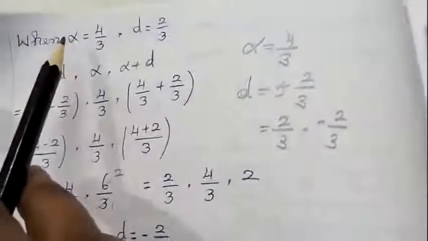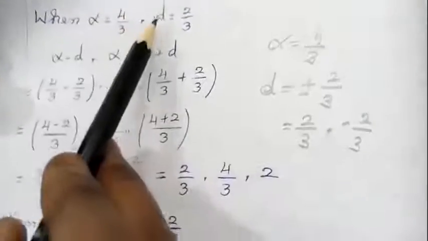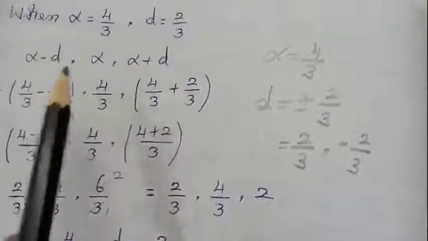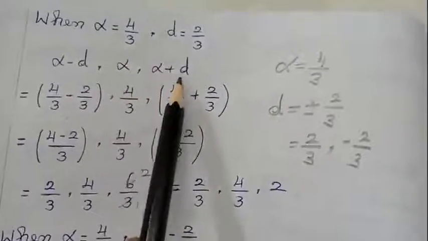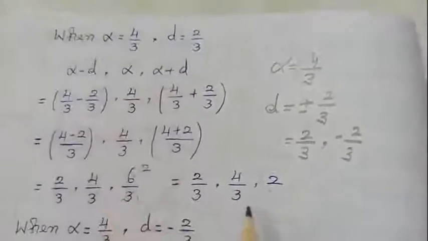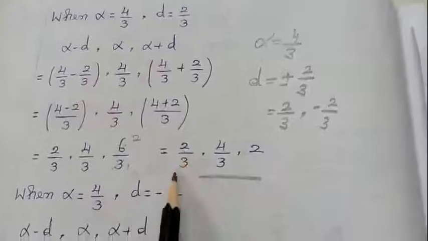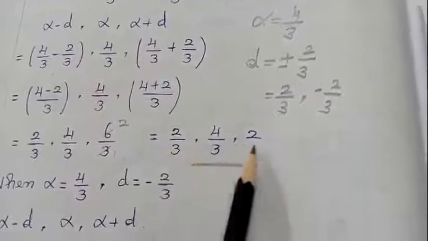First I am going to take this one: alpha equal to 4 by 3 and d equal to 2 by 3. And what is the root form I have taken here? Alpha minus d, alpha, alpha plus d. Replace the values, and you will get the answer like this: 2 by 3, comma 4 by 3, comma 2.